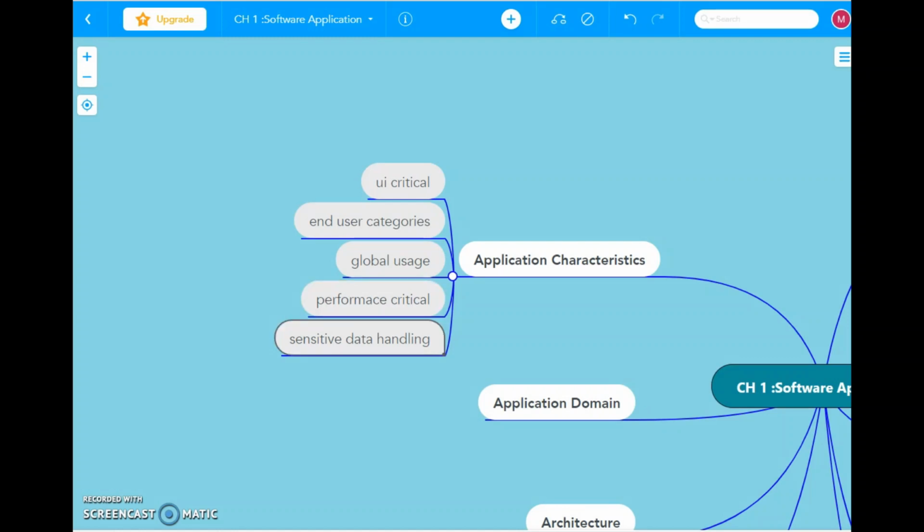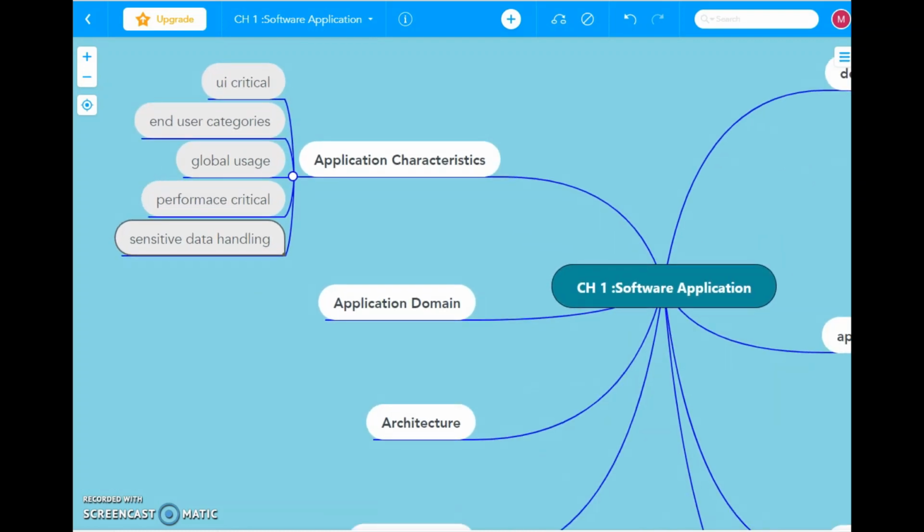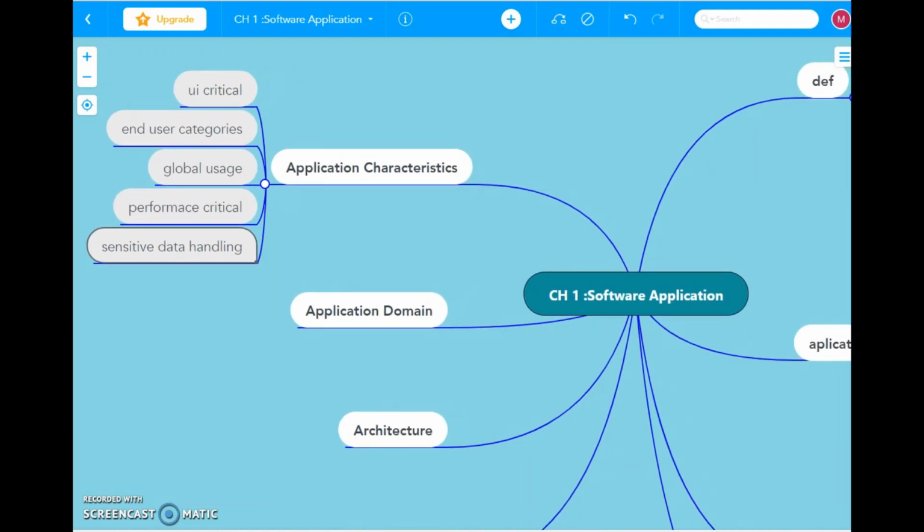And the last one is obviously sensitive data handling application. The applications which are storing some sensitive data should be secure. Those applications are called sensitive data handling applications. Again, the same banking application, with banking details, is a very critical application. So these are some four-five application characteristics which form the non-functional testing requirements of the application.